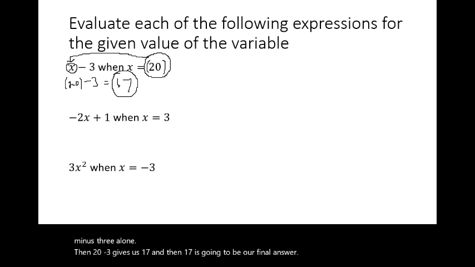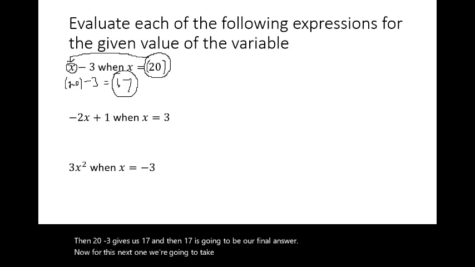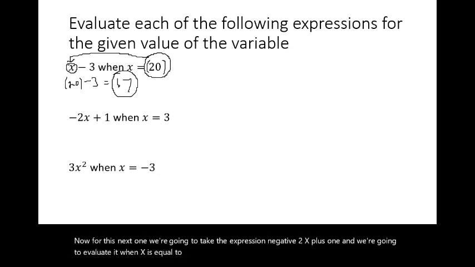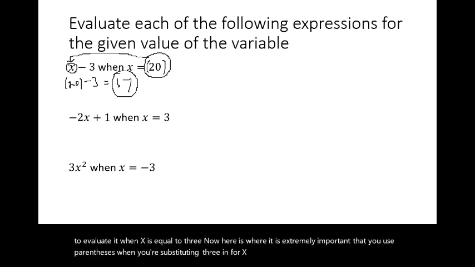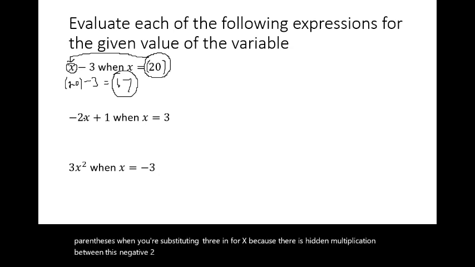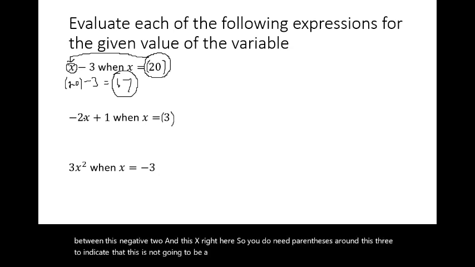Now for this next one, we're going to take the expression negative 2x plus 1, and we're going to evaluate it when x is equal to 3. Here is where it is extremely important that you use parentheses when you're substituting 3 in for x, because there is hidden multiplication between this negative 2 and this x right here. So you do need parentheses around this 3 to indicate that this is not going to be a negative 23 when you plug it in. This is going to be a negative 2 times 3.